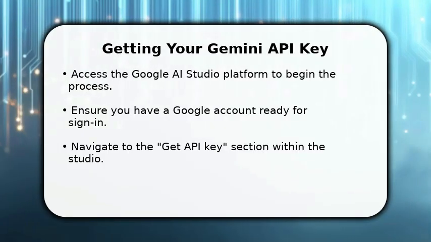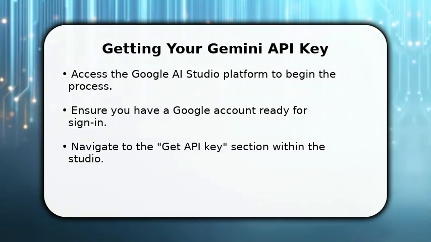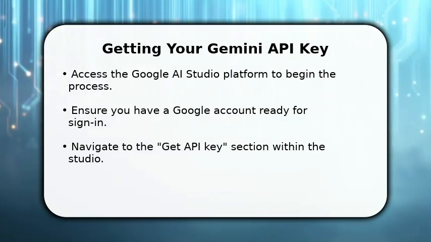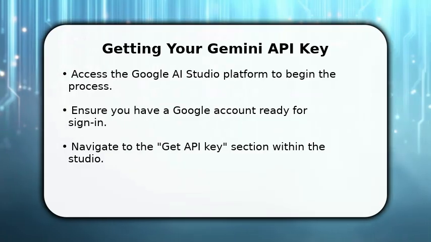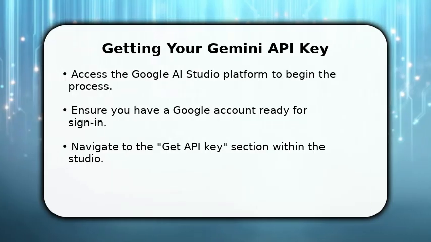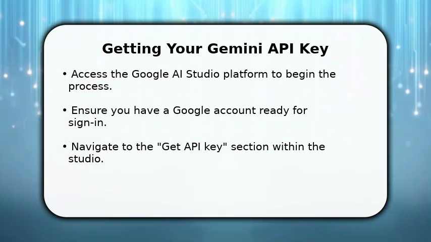In this video, I will show how to get a Gemini key. First, head over to the Google AI Studio website. You'll need a Google account to sign in, so make sure you have one ready. Once you're logged in, look for the Get API Key section. This is where we'll start the simple process of generating your unique key for Gemini.